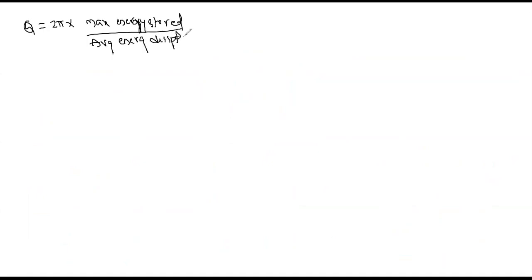Now we have derived one more definition for quality factor. One definition is quality factor equals 2 pi into the maximum energy stored in either inductor or capacitor, divided by the average energy dissipated over a cycle. Otherwise, this expression will give us omega naught L by R.